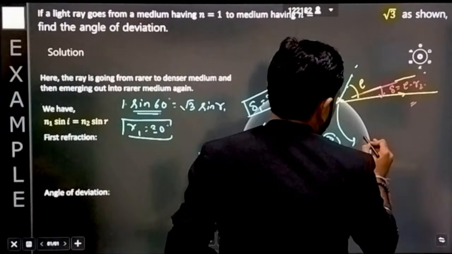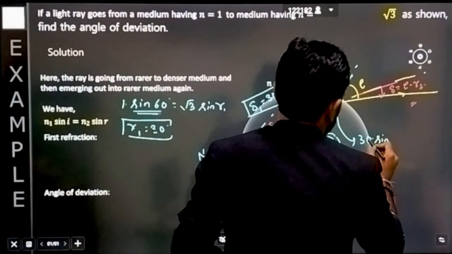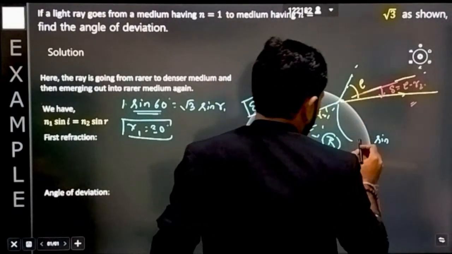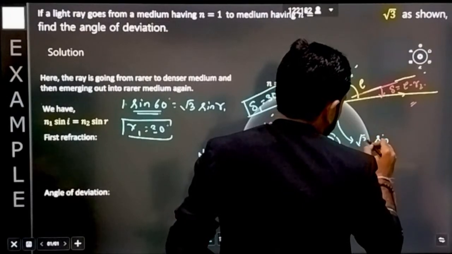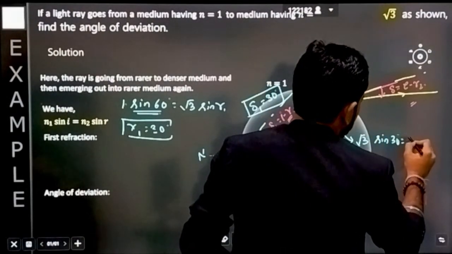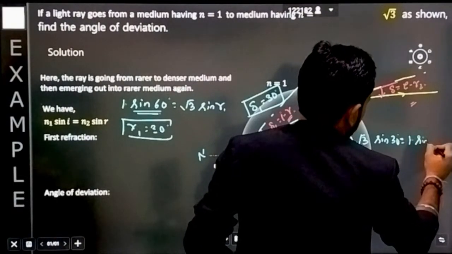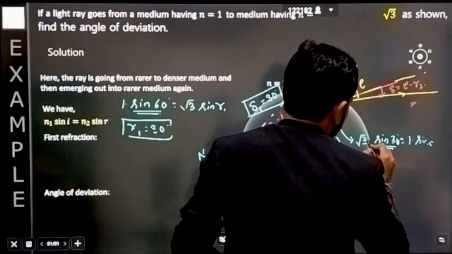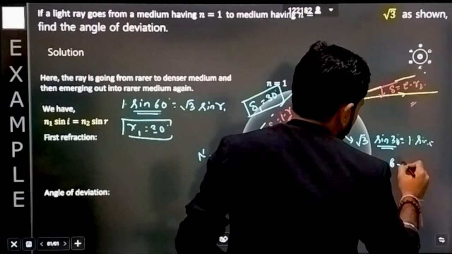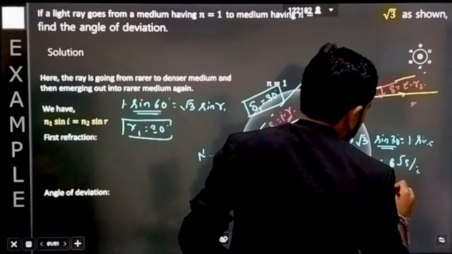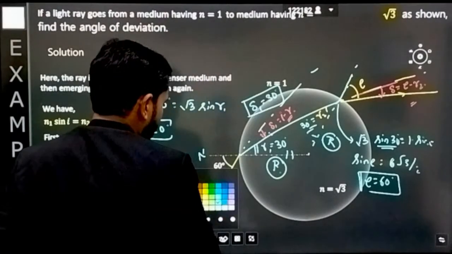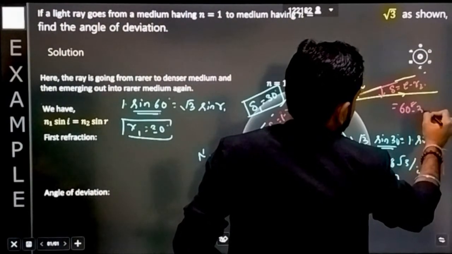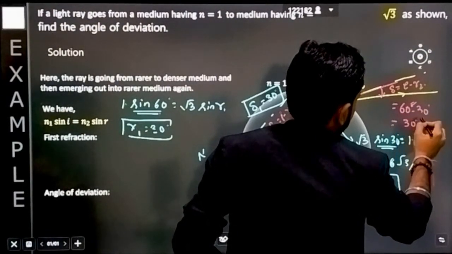Now apply Snell's law. What will you write? Here you write the refractive index of the glass, that is root 3, into sine of 30 is equal to, and here it is air, that means 1, into sine of E. Sine of E will be equal to root 3 into sine of 30, which is half, so root 3 by 2, that means E is equal to 60 degrees. If E is 60 degrees, how much deviation will come? Deviation is E, that is 60, minus R2, that is 30. Deviation comes as 30 degrees.